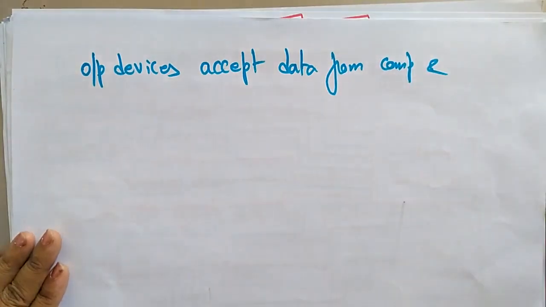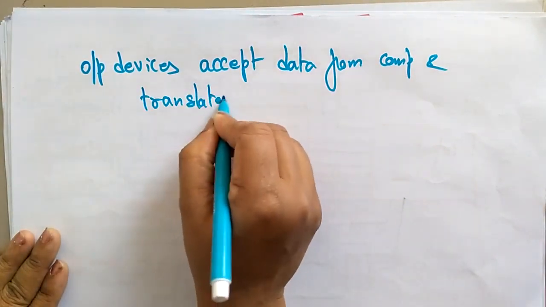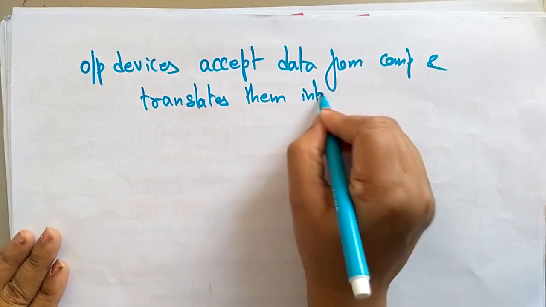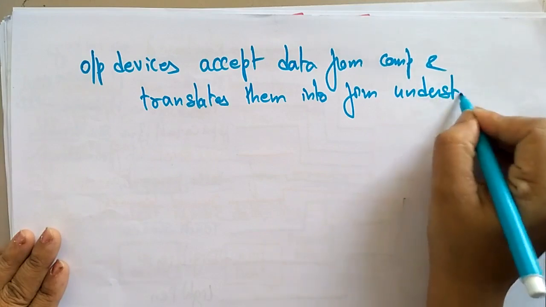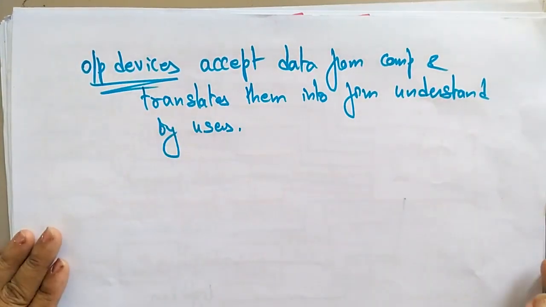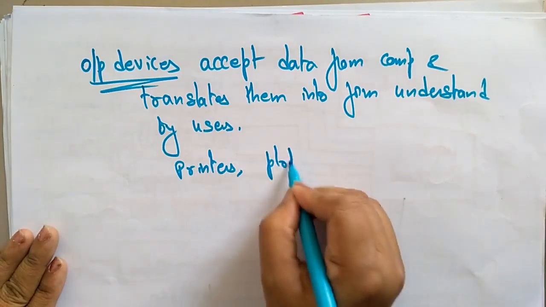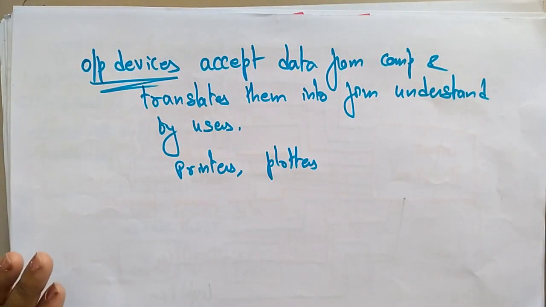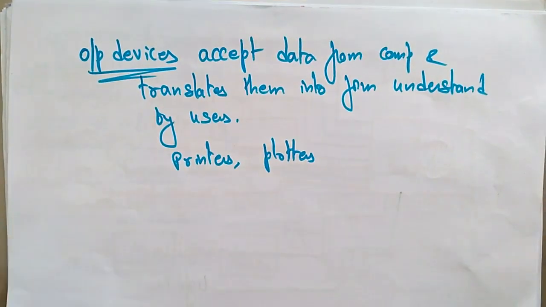After accepting the data from the computer, they translate it into a form which the human users can understand. So that is the output devices. The output devices are printers, or you can also call them plotters. Printers are used to print the data on paper, whereas plotters are a special type of output device, suitable for architecture planning or even CAD applications. Okay, so this is about the input and output devices. Thank you.